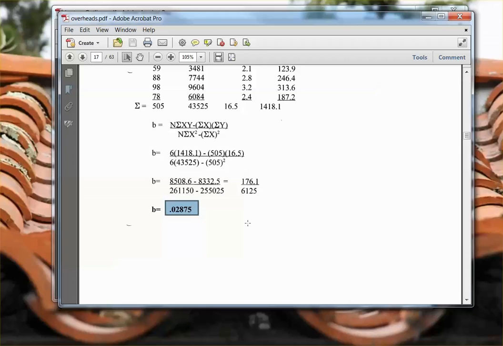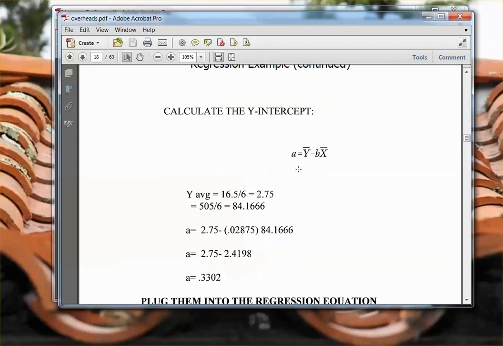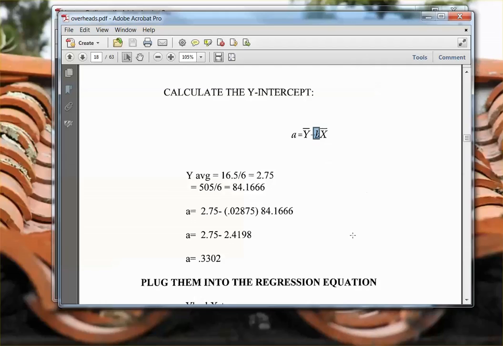So that's good. Now we need to calculate the y-intercept, or a. And so here's the formula. And it's pretty simple. It's the mean of our y variable minus the slope times the mean of the x value, or x variable, right? So again, it doesn't matter what you start out by calling x and y, but you're going to use x to predict y, so you want to keep that constant.